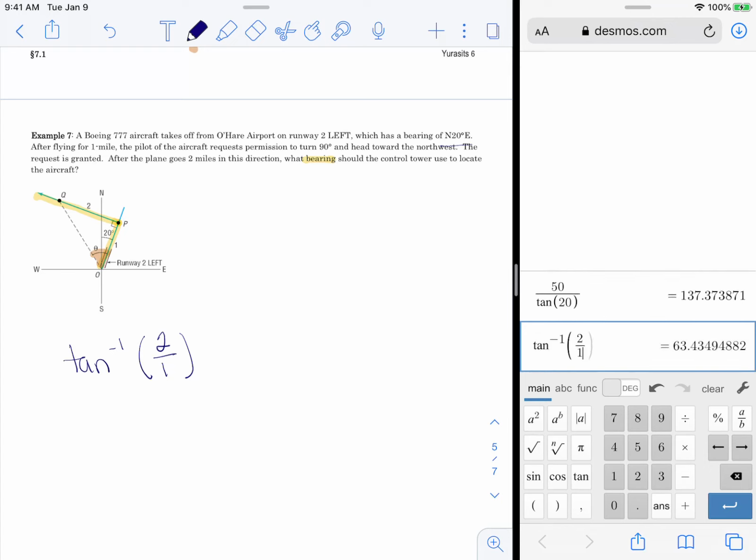And I get about 63.43 degrees. However, that's that entire angle. I just want the bearing. So I just want this leftover piece. So that means I want to take away that 20 degrees.